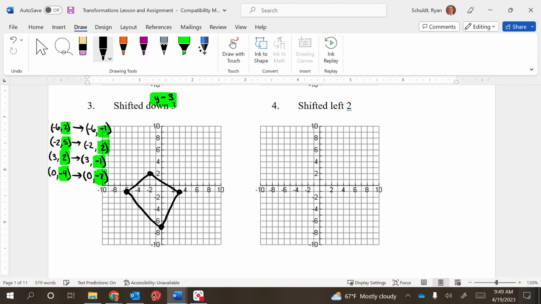Okay, left 2. So think about this. If I were at 0, 0 and I went left 2, where would I go? 1. No, that was right 2. Left 2. Put it in reverse, Terry. Put it in reverse. 1, 2. So I take the x and I'll subtract 2 from it.